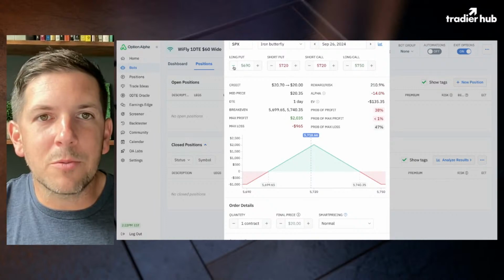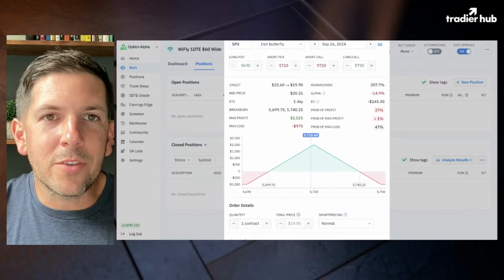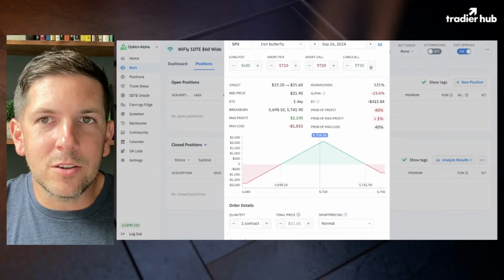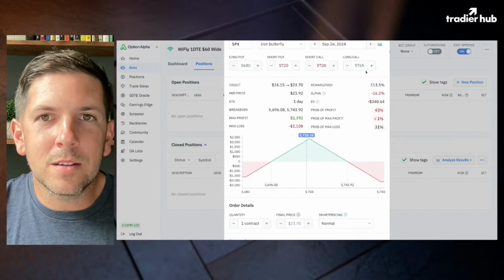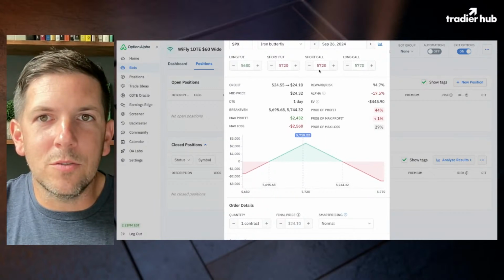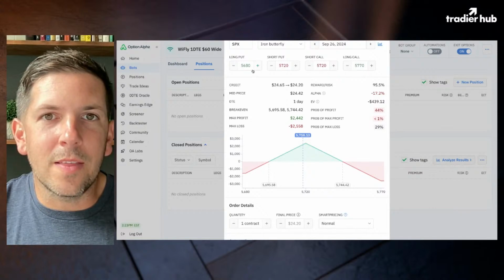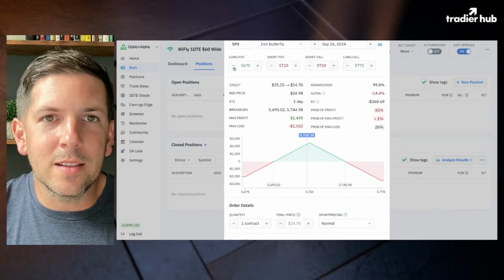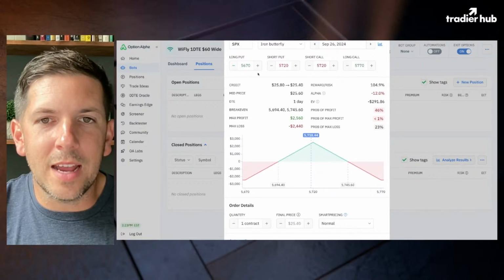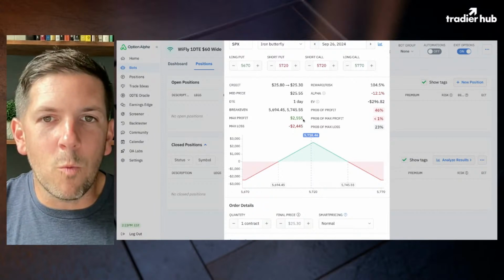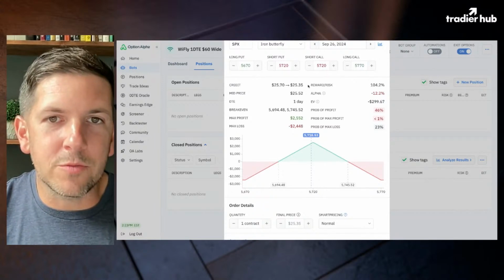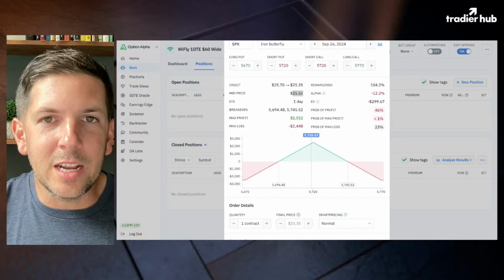Now, if you wanted to capture more premium, you'd have to go even further out on these ends. So if we move these out here, another big grouping. So what is this? If we move this out, that would be $50 on that side. And let's go out $50 on this side. Now you're still about 1-for-1, reward to risk ratio, but now you're taking in $25.